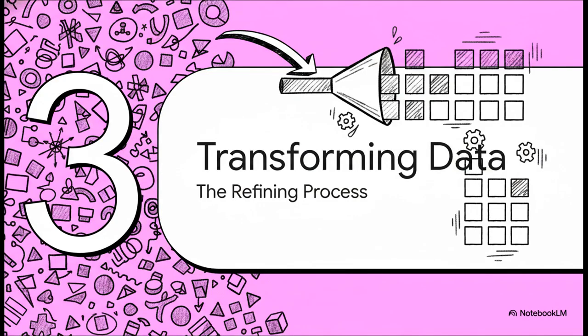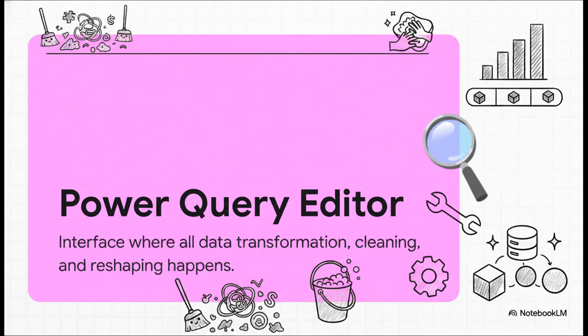Section 3, transforming and cleaning data, the refining process. Now, as anyone who has actually worked with raw data knows, it is notoriously messy. It's usually just a total disaster of typos, missing values, and absolutely bizarre formatting errors. To fix all that, we call in the cleanup crew, the Power Query Editor. This is the interface within Power BI where all of your data transformation, cleaning, and reshaping actually happens. And you access this powerful little tool simply by clicking the Transform Data button.